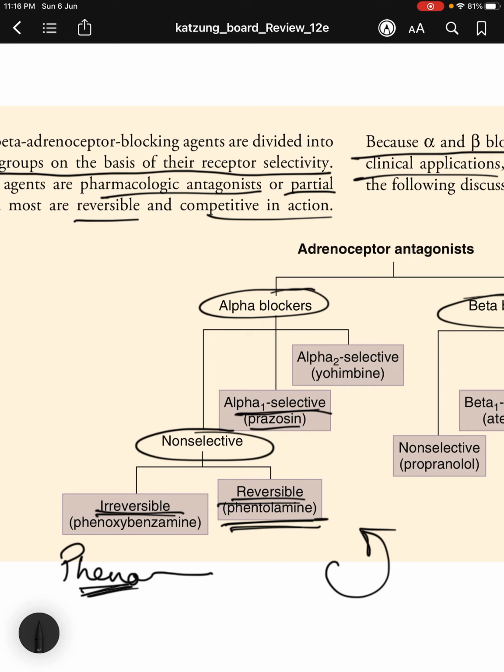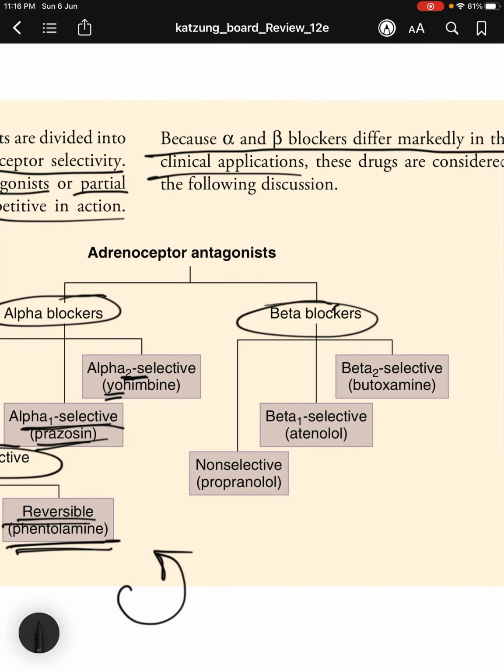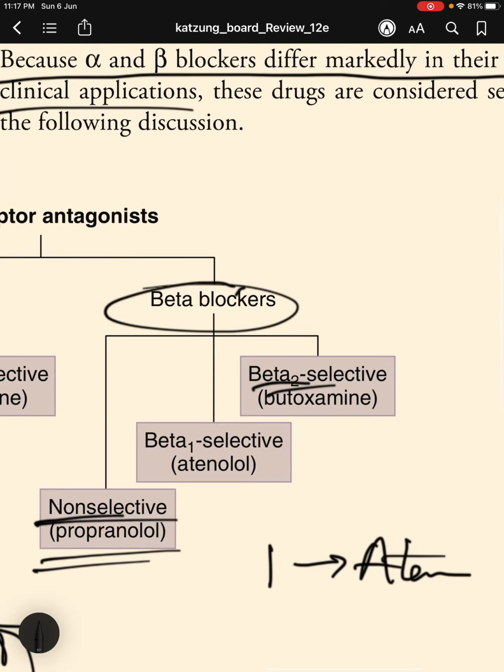And then we have alpha 1 selective drugs, which include prazosin. Alpha 1 is "prime," right? So it kind of sounds like prime, prazosin. So alpha 1 selective is prazosin, and alpha 2 selective, since 2 is like 1 prime, is yohimbine. Afterwards we have beta blockers, which include non-selective beta blockers such as propranolol, and beta 1 selective. A is the first letter in the English language, so we have atenolol, and B is the second letter, so we have beta 2 selective, butoxamine.